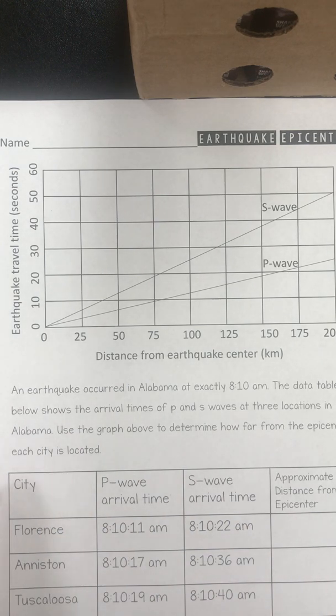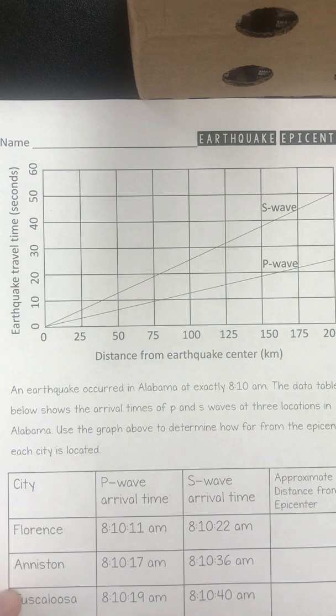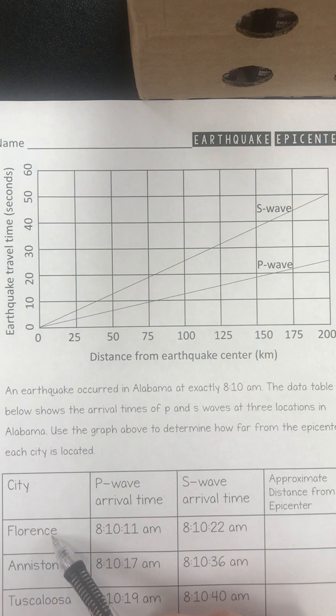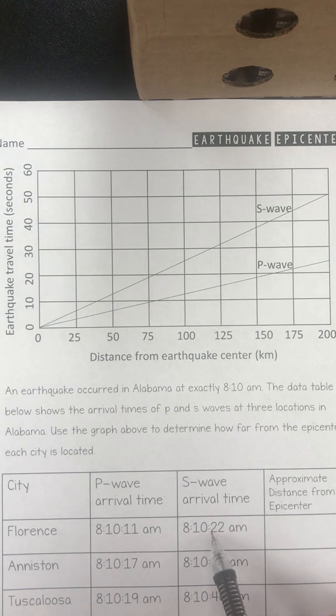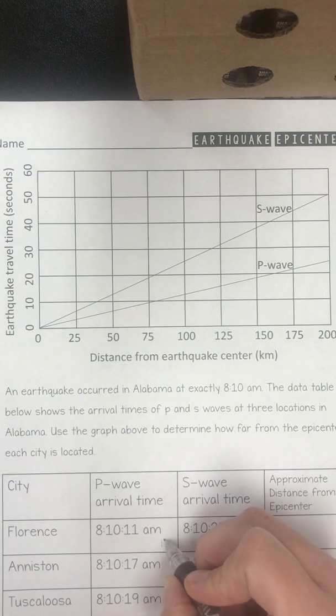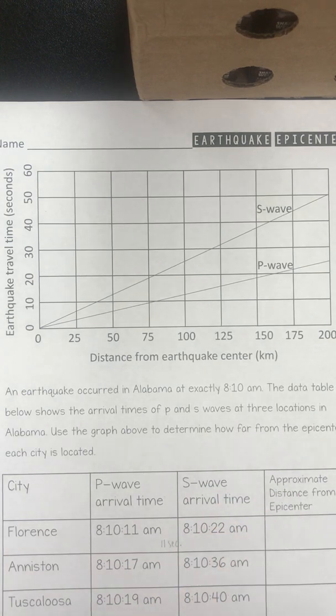These are 3 cities in Alabama, and it gives us some information, and we're going to use this information to figure out how to draw the 3 circles on our graph. So here we go. We have 3 cities, so we're going to look at Florence first. In Florence's arrival time, the P wave went from 8, 10, and 11 seconds to the S wave at 8, 10, and 22 seconds. So there's a difference of 11 seconds between the arrival of the P and the S wave. I'm just going to remember that.